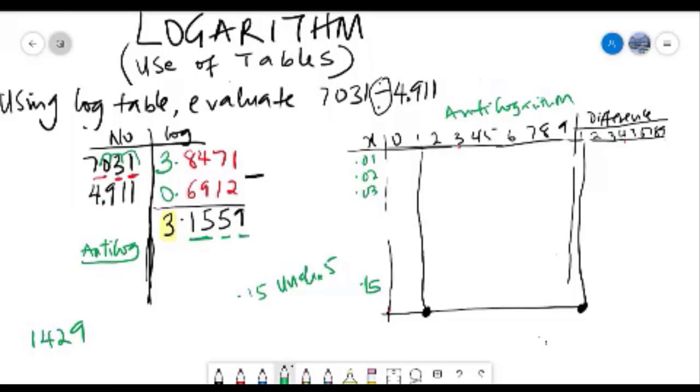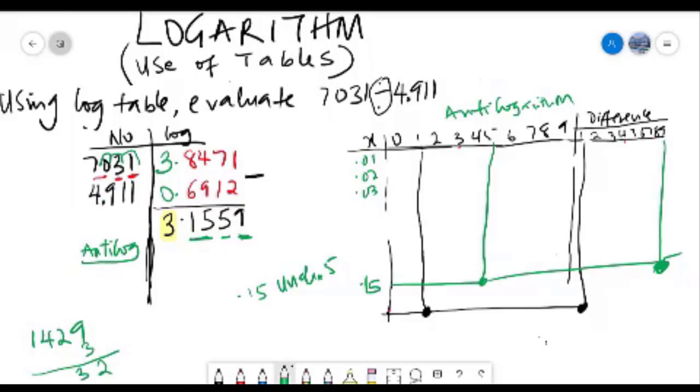And you're not done. Remember, there is a number remaining here, 9. So 0.15 under 5, difference 9 will be a value here. I'm sure you're looking through your table now. Difference 9 is 3. So what do I do with it? I add that 3 to this 1429. So I'll have 1432. So this is my value for the logarithm.